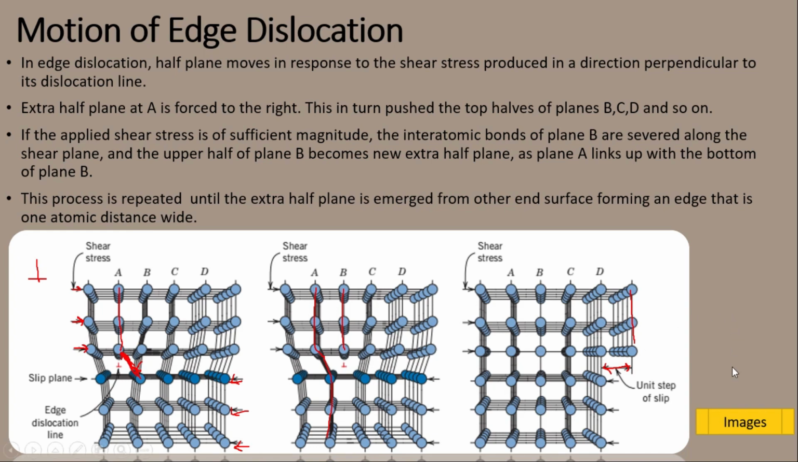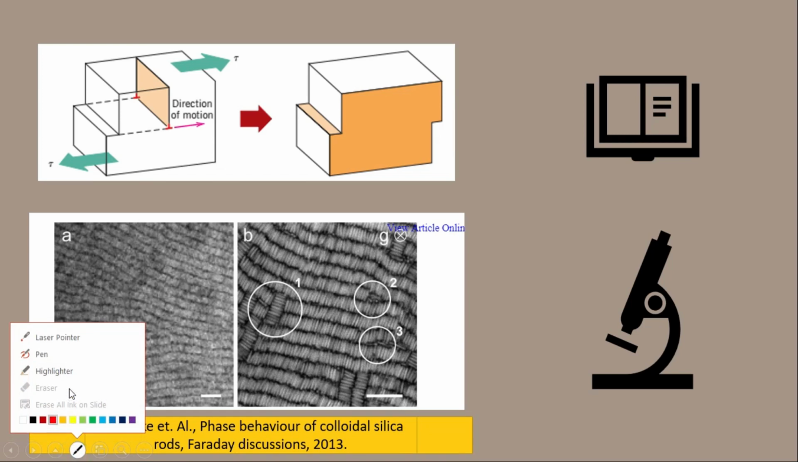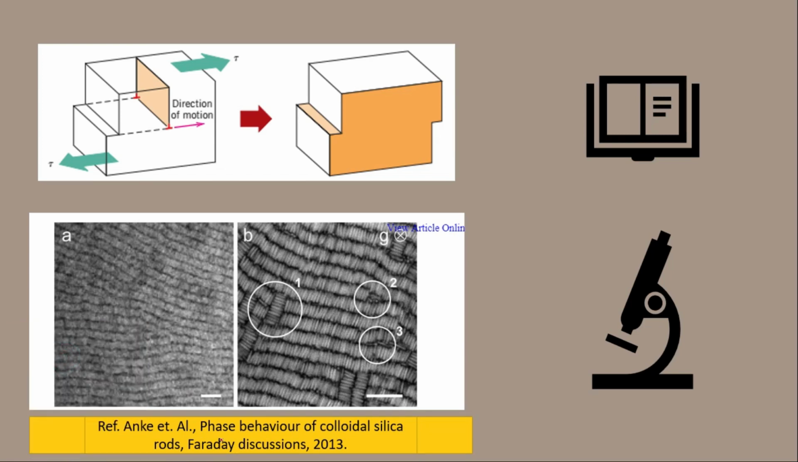And if we observe this edge dislocation under the microscope, you can see here, this image was taken by Enke et al. while they were conducting research on the phase behavior of colloidal silica rods. It was published in Faraday Discussions in 2013. So they observe these layers of atoms, and if you closely observe this one, you will find half planes here. Let's suppose this one is the line of atoms that is moving. There's another line of atoms that is moving here, but there's an extra half plane. You can see it here.